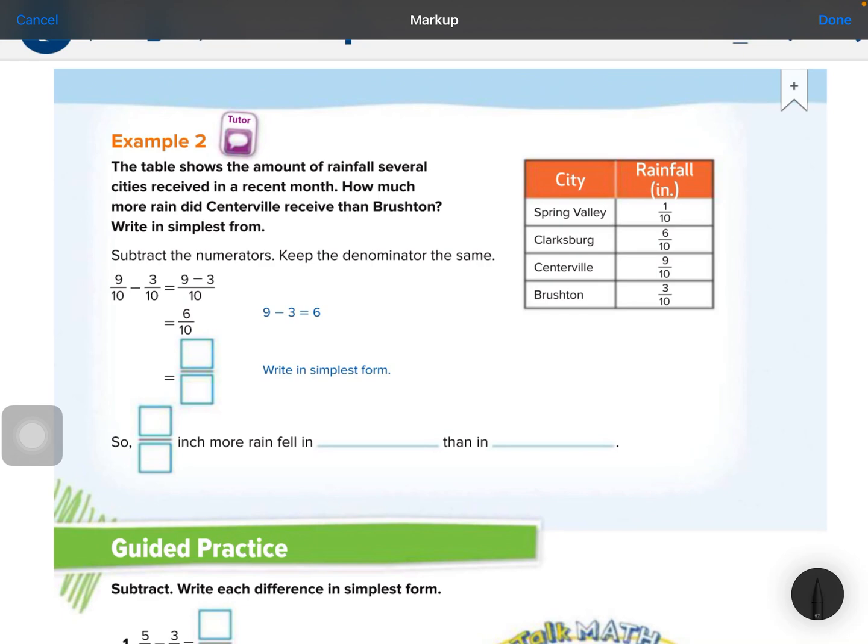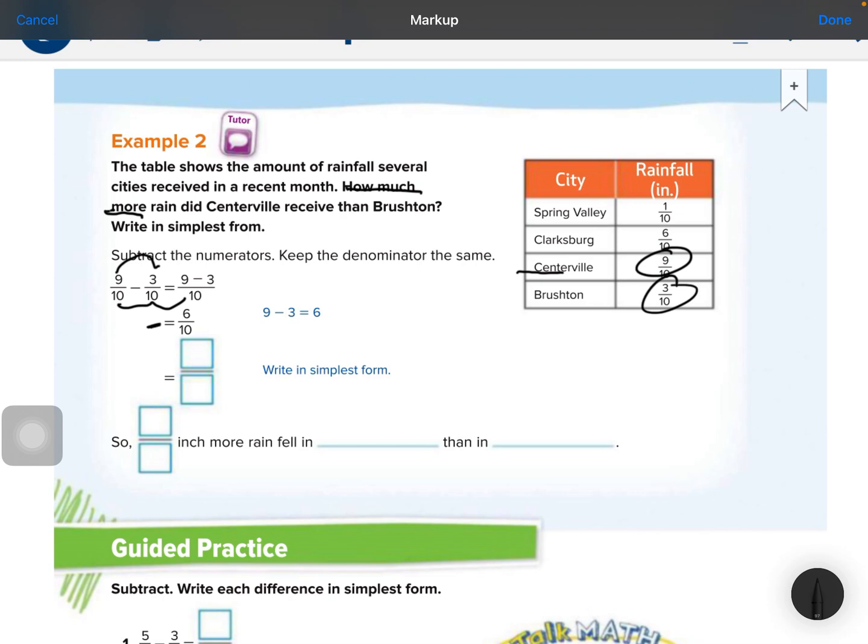Example 2. The table shows the amount of rainfall several cities received in a recent month. How much more? That's a signal to you that that's a subtraction problem. How much more rain did Centerville receive than Bushton? Write in simplest form. Okay, here is Centerville and Bushton. So we have 9/10 subtract 3/10. Bring the 10 over because it's a like fraction, and then have 9 take away 3. It's going to give us the answer of 6/10.